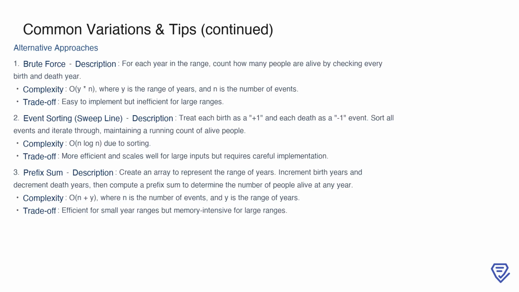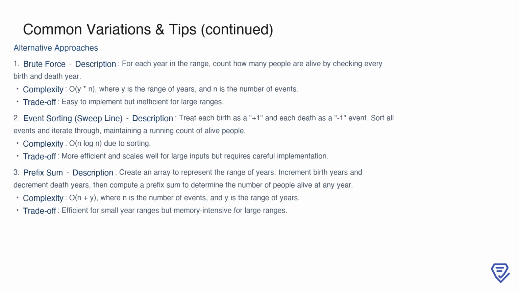A more optimized approach is event sorting, also known as the sweepline technique. Here, you treat births as +1 events and deaths as -1 events, sort all the events, and then iterate through them while maintaining a running count of the population. This method reduces complexity to O(n log n) due to sorting and scales well for large inputs.